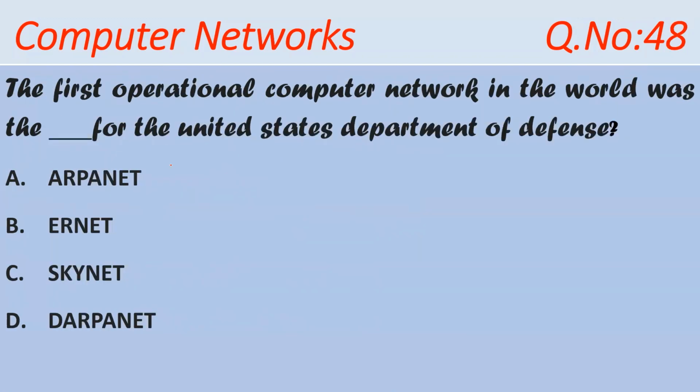So the next question is the first operational computer network in the world was the dash for the United States Department of Defense. Okay, and it is nothing but ARPANET. ARPANET is the first computer network in the world.